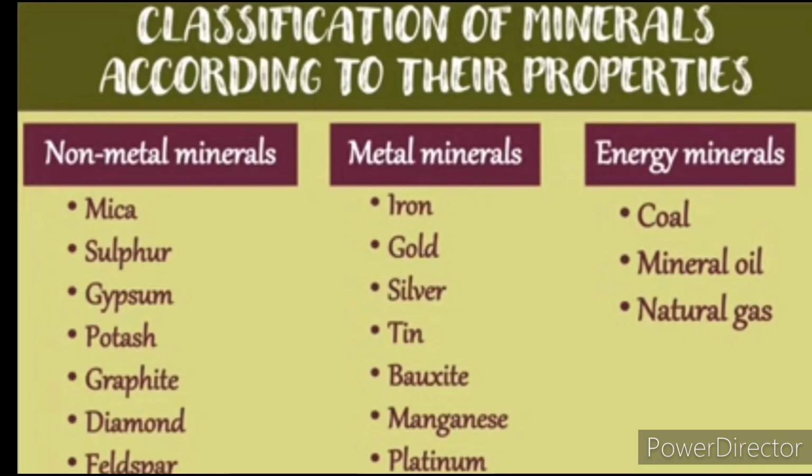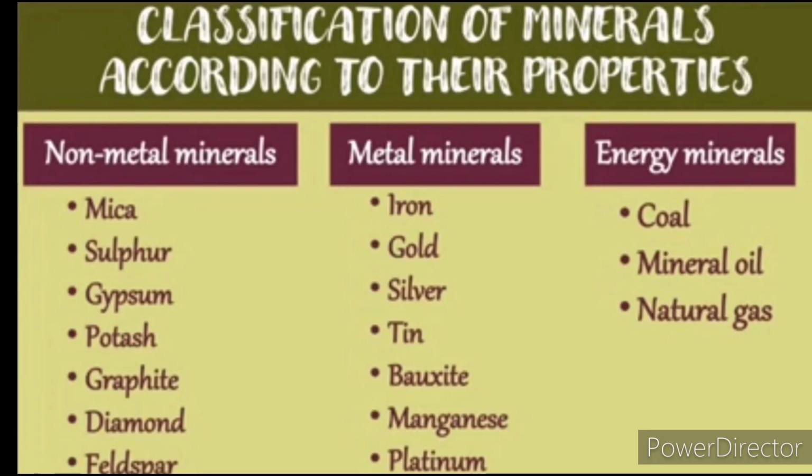Let's see the classification of minerals according to their properties. First is non-metal minerals, second metal minerals, and the third one is energy minerals. In the non-metals there are mica, sulfur, gypsum, potash, graphite, diamond and feldspar. While in metal minerals there are iron, gold, silver, tin, bauxite, manganese, platinum and tungsten. Energy minerals we can use as a fuel. They are coal, mineral oil and natural gases present naturally.